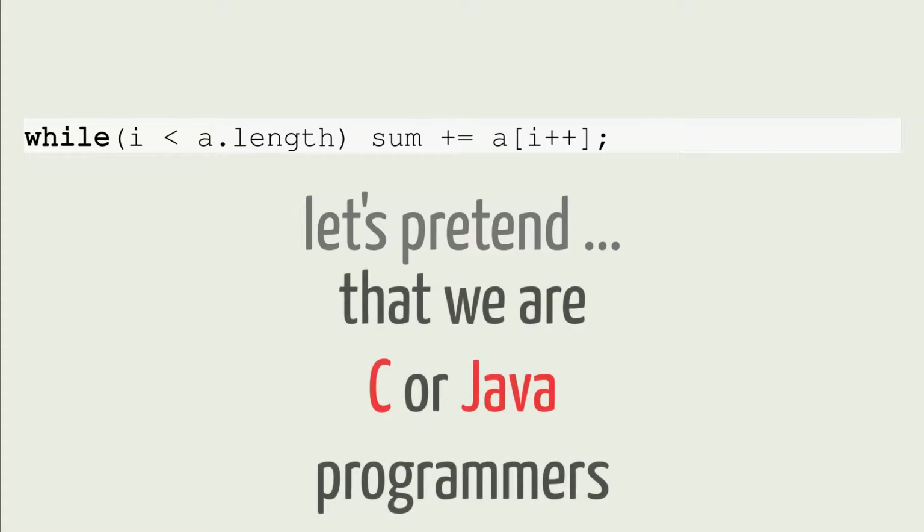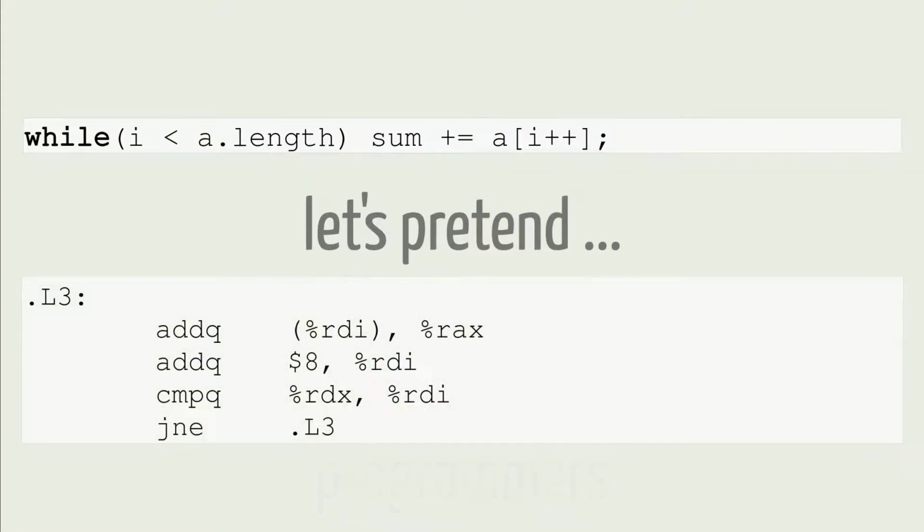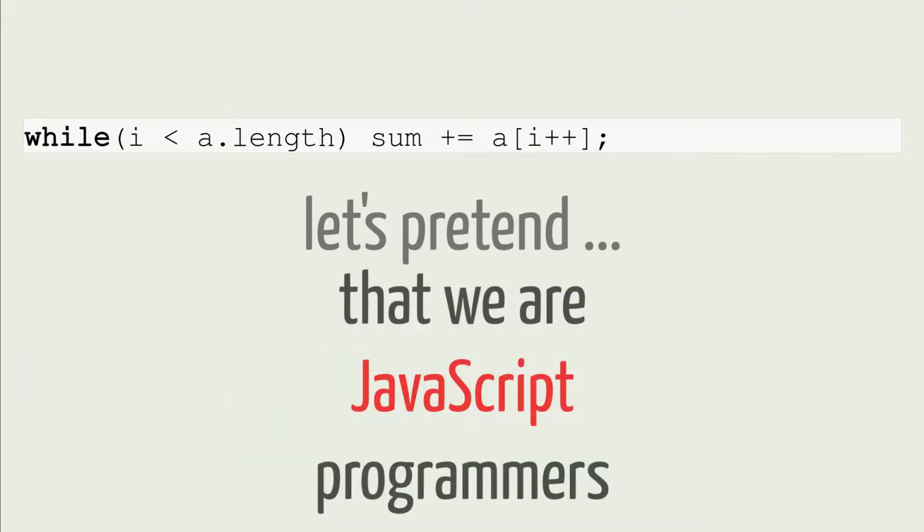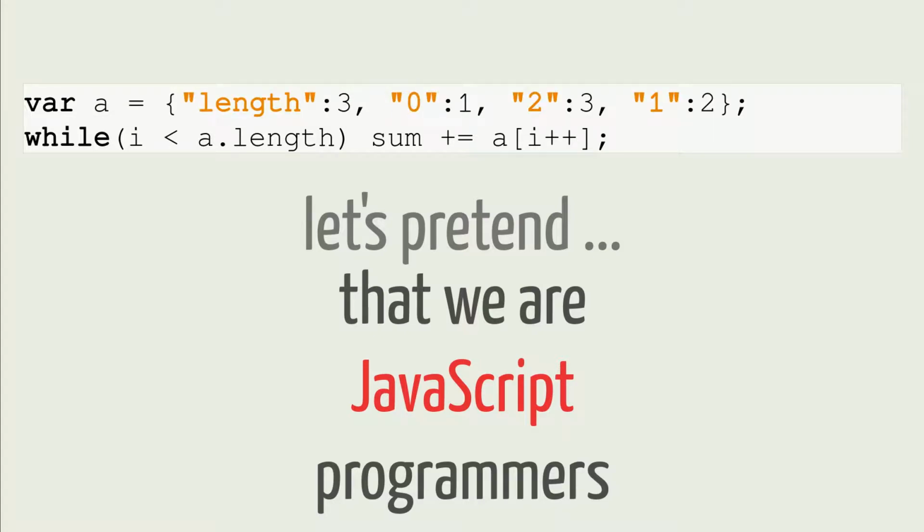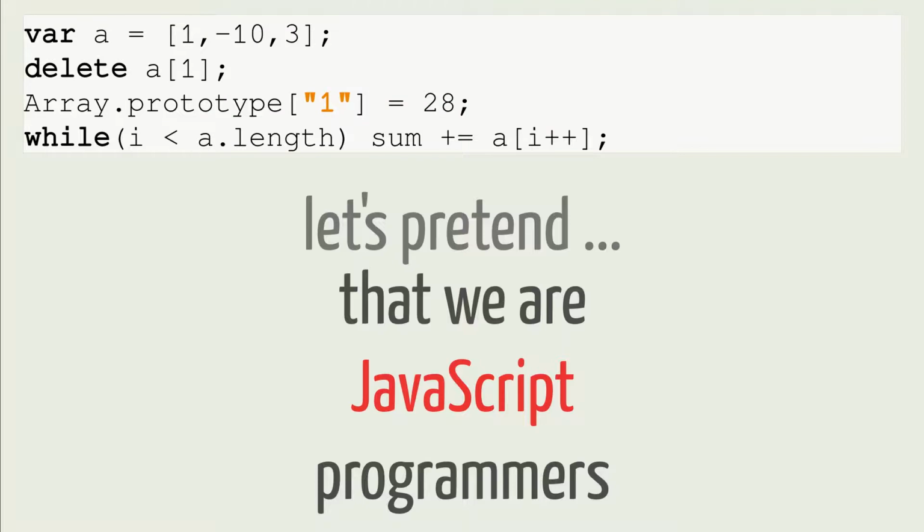Most C programmers would know that this loop is compiled with a couple of registers and a conditional branch. But what if we are now turned into JavaScript programmers? This is an all different story, because it all depends on A. A can be an array as before, but it could also be an object, provided it has properties named length, 0, 1, and 2. A could also be a sparse array, or even an array with one property held by its prototype.